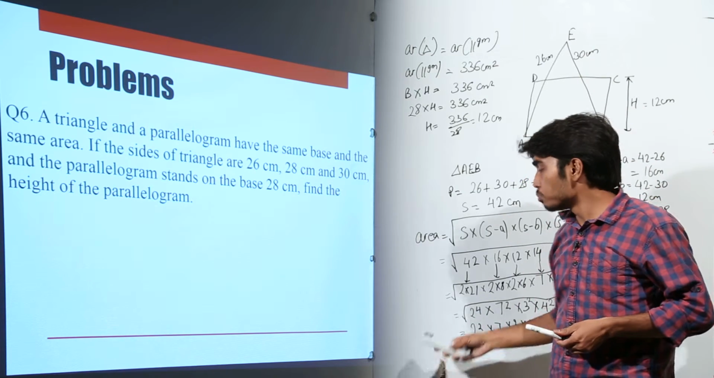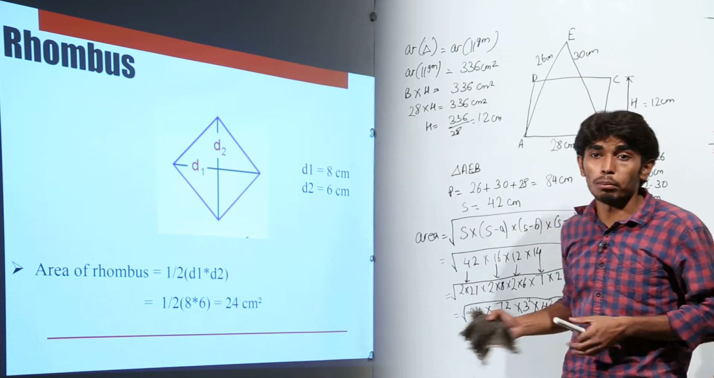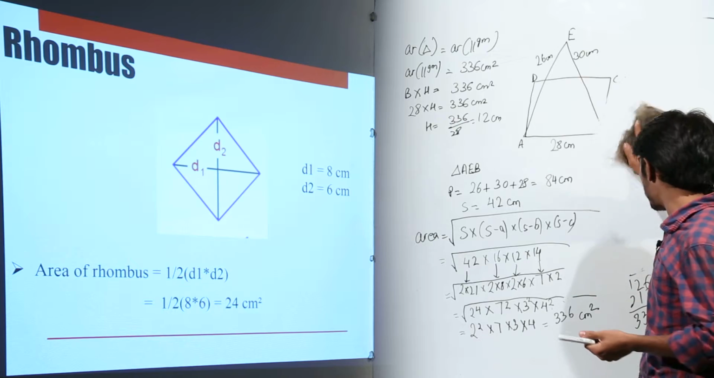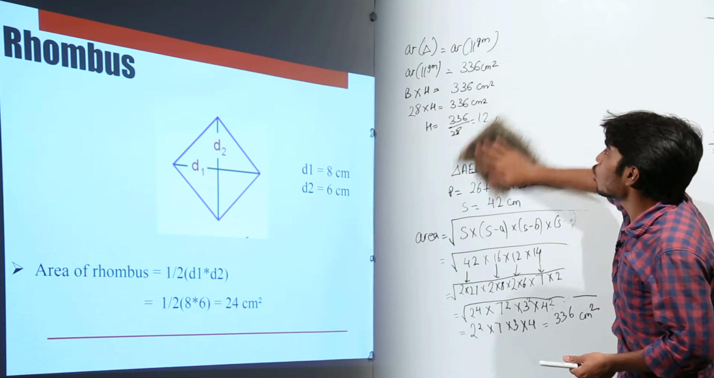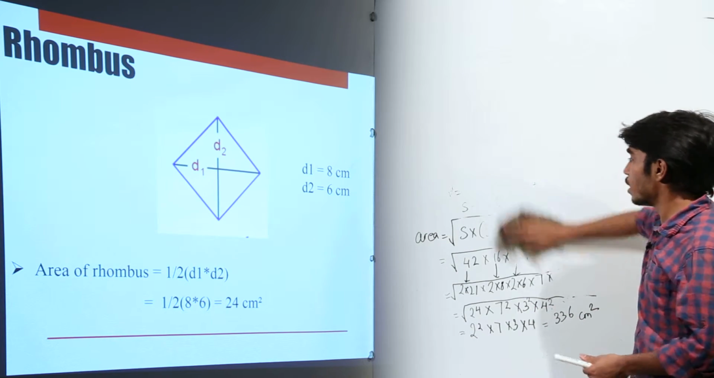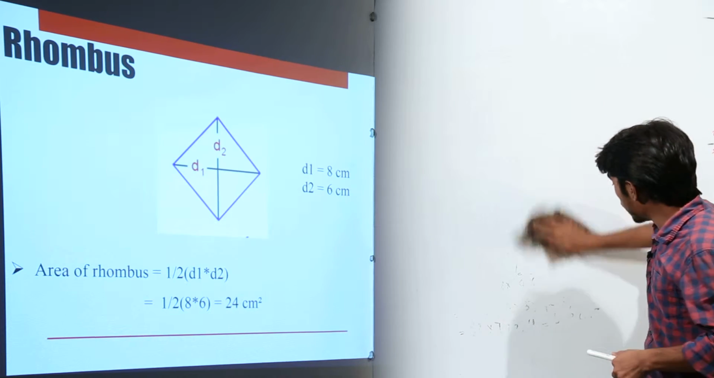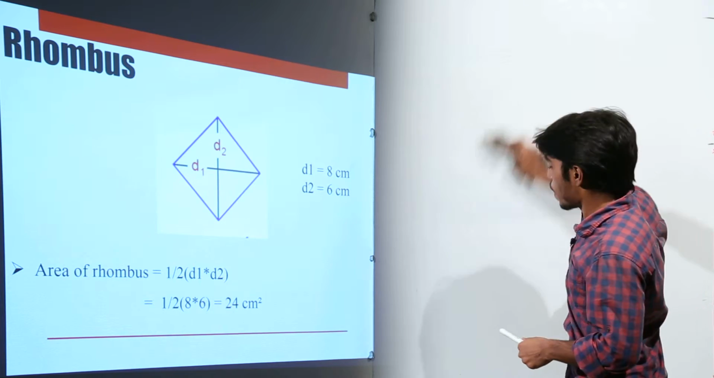So let's move on to another question. First we will talk about rhombus. Now what is a rhombus? Rhombus is also a kind of parallelogram, but there is a special property about rhombus that all of the sides of a rhombus are equal, and the diagonals of a rhombus bisect each other at 90 degrees.